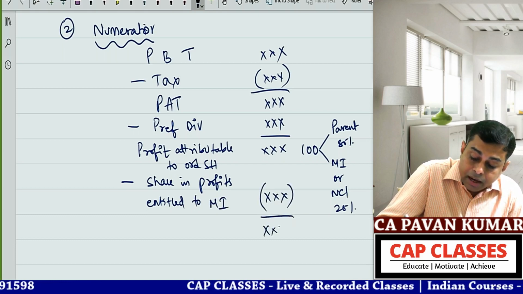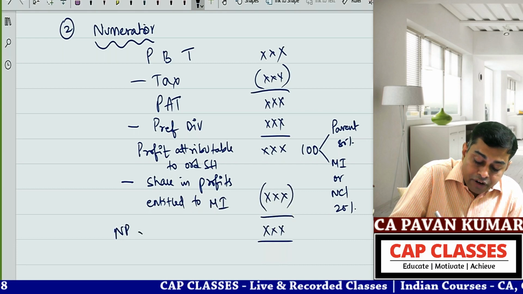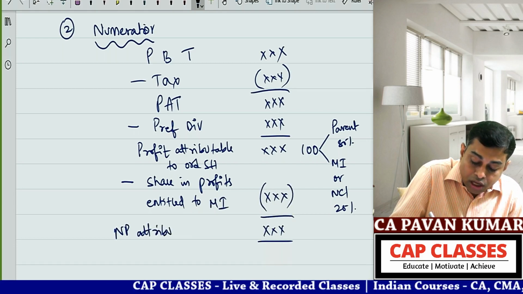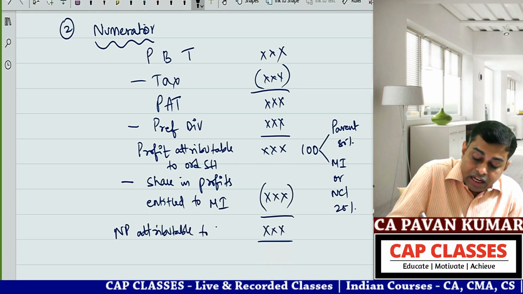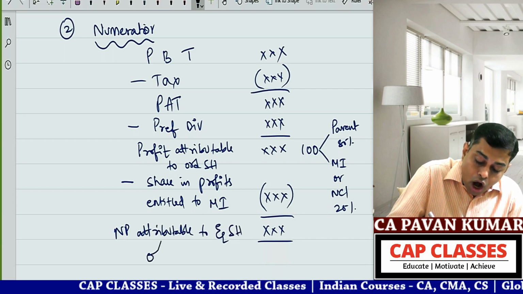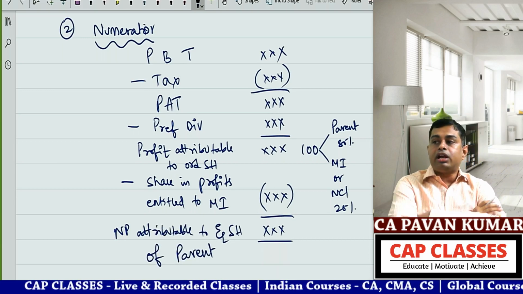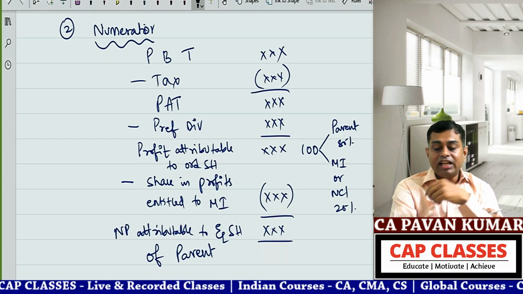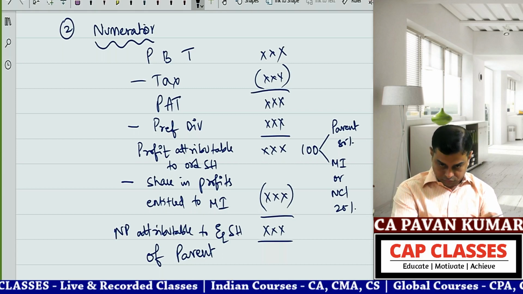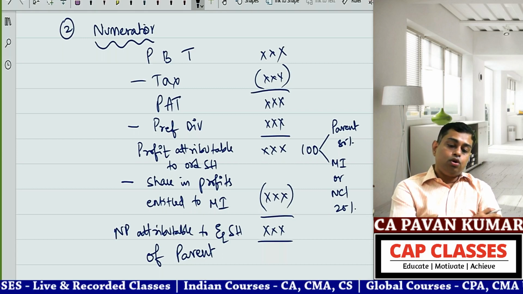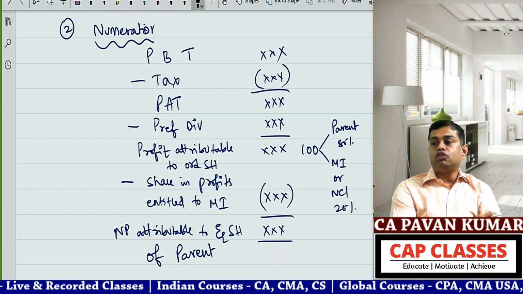Then this will become net profit attributable to equity shareholders of parent. So this is your numerator. This is how you calculate your numerator. That's all. This is what they explained in second point. Are we clear so far?